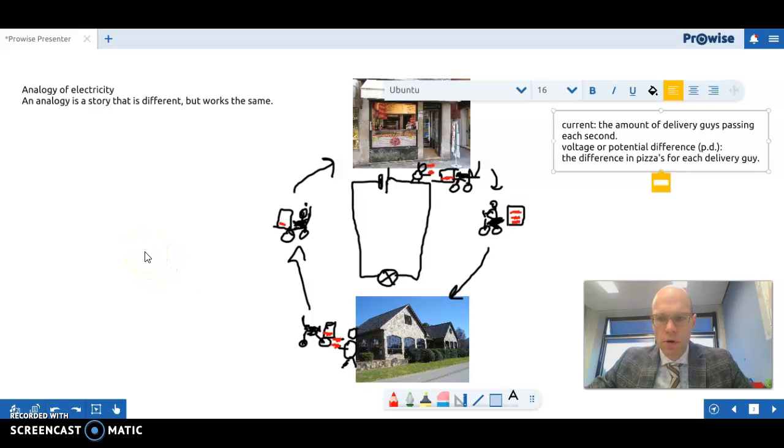So homework for this lesson is to think up an analogy, so a story of something that goes around. There has to be something or someone that goes around in circles, and that something or someone needs to get something from one place and give it somewhere else.